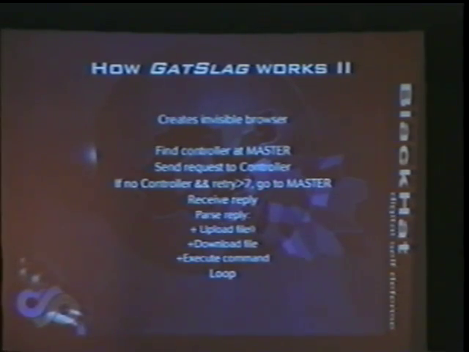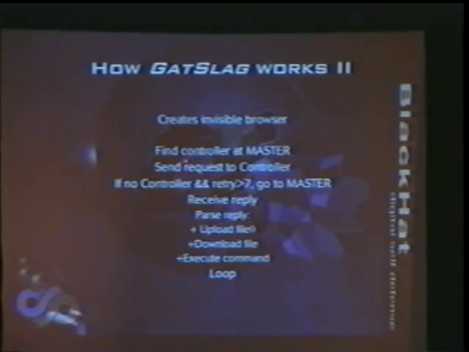Okay, how does Gatslag work? It's very simple. At the moment, we have it as a 33K UPX executable, no DLLs, nothing. Short and sweet. Let's look at the main loop of Gatslag. First of all, we create an invisible browser. We then go to the master site. We find the controller. I send a request to the controller saying, I'm here, hello. If I don't find a controller, and I've tried 7 times or more to contact it, I go back to the master and say, I can't contact the controller. Where is the controller now?